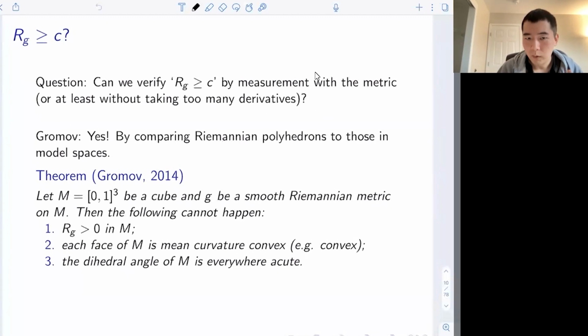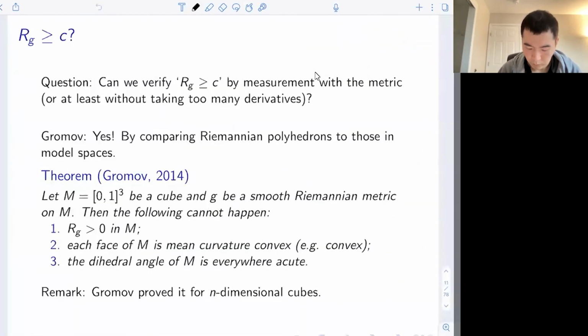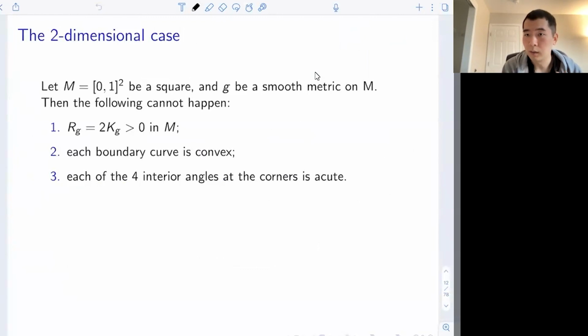All right, so to illustrate what this kind of theorem is saying, let's go back to the 2-dimensional case and take a quick look. In the 2-dimensional situation, we have a square instead of a cube. And then you have a smooth metric on it, and scalar curvature on a 2-dimensional manifold is just twice the Gauss curvature. So you're saying in the first condition that its Gauss curvature is positive, and mean curvature on the boundary is just the geodesic curvature on the boundary in this case. And then the dihedral angle between the faces corresponds to the interior angle along the four corners. So the condition simply says that Gauss curvature K is positive in the interior, geodesic curvature on the boundary is positive, and the interior angles are acute everywhere. This cannot happen.